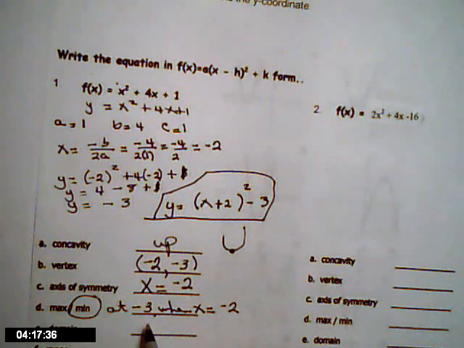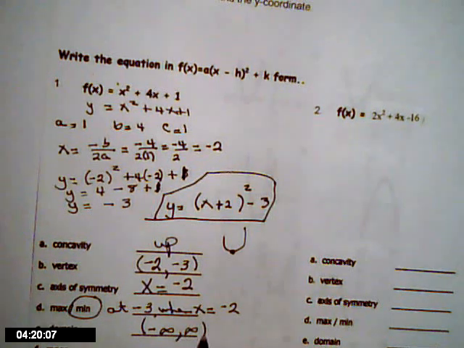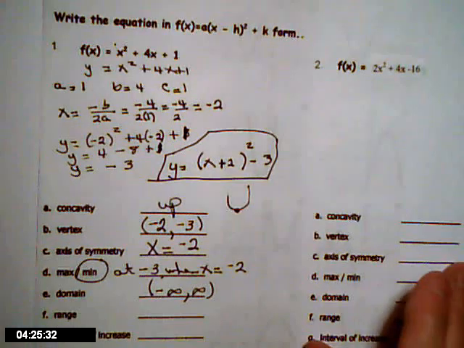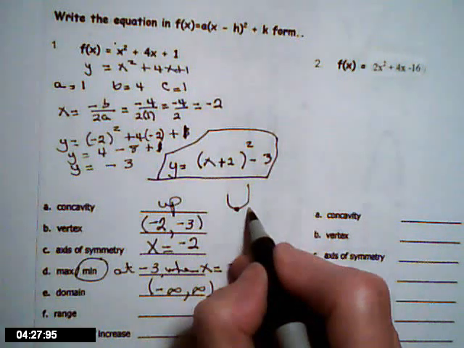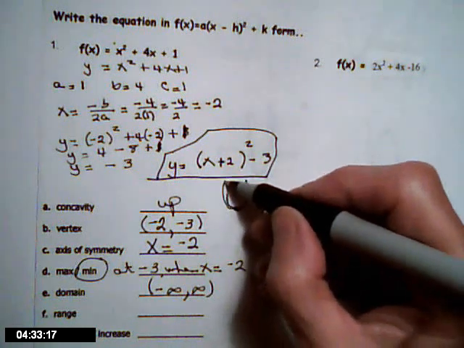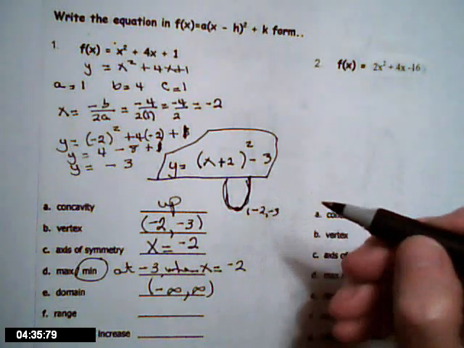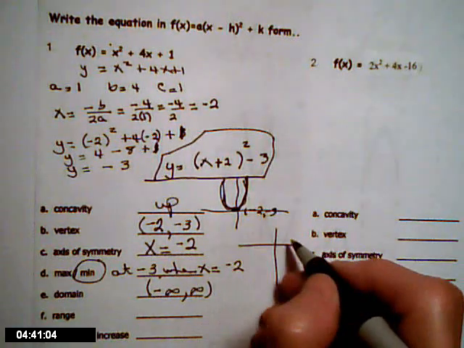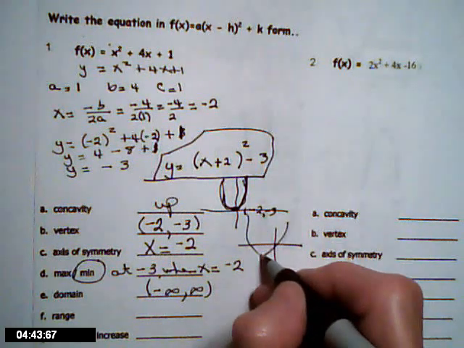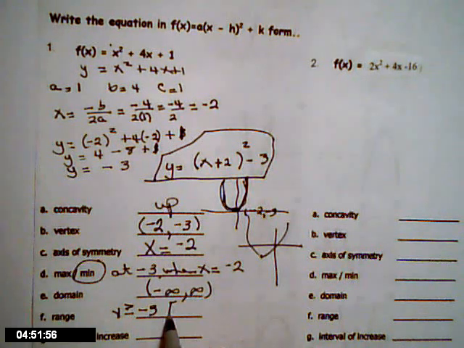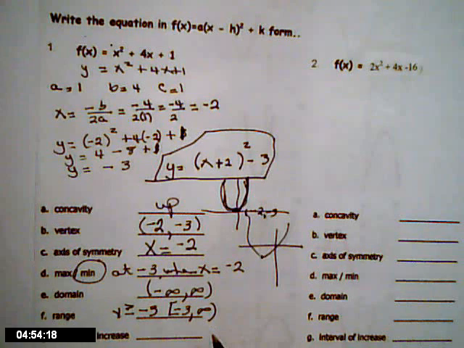Alright, the domain, remember all parabolas, that's negative infinity to positive infinity, and that's because there's no square root, no fraction here. The range, well, if you remember, this point is negative 2, negative 3, and all points are above that. I'm just going to draw a little graph and let's think about this. All points are above. So y is greater than or equal to negative 3. Or if we write that in interval notation, it would begin at negative 3 and go to infinity.